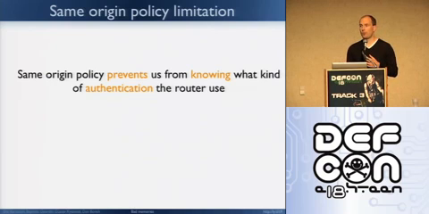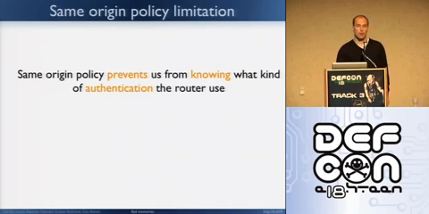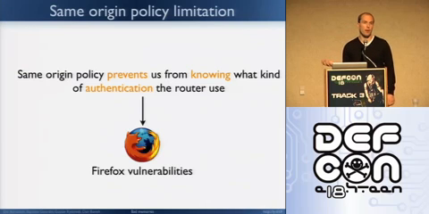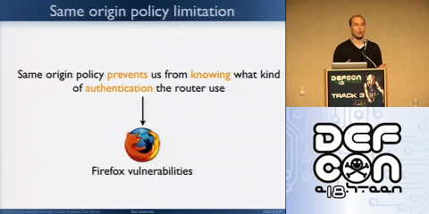And we have to know which one you are using, because if you are using basic auth, we can't really try to brute force it, and the type of attack is a little bit different. And once again, the same origin policy prevents us from reading the page, so we don't have any idea which kind of authentication is used. Fortunately for us, we found one or two bugs in Firefox that are currently reported, and because of this bug we are able to know with 100% accuracy which kind of authentication you are using.